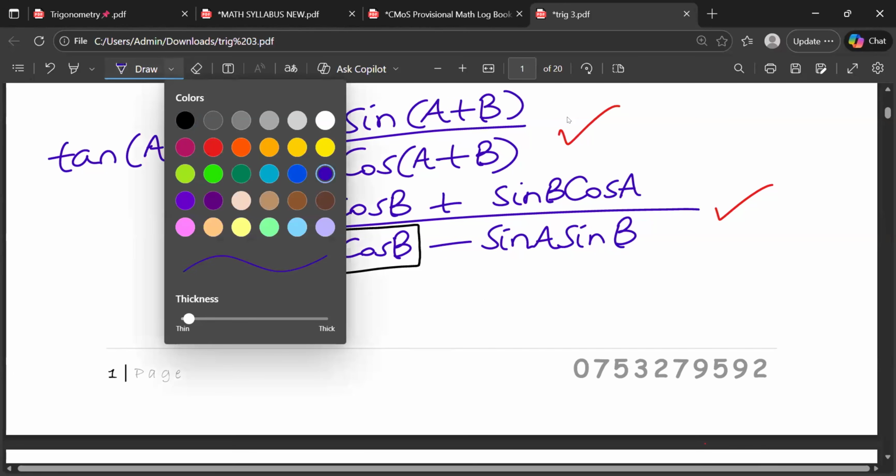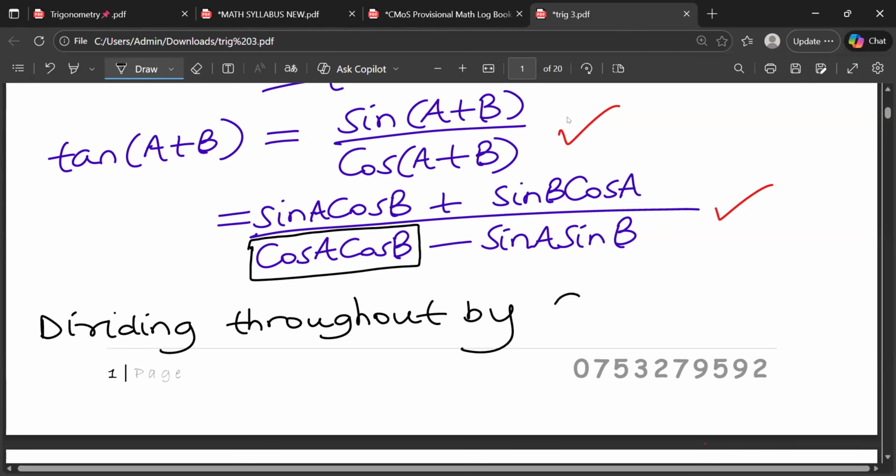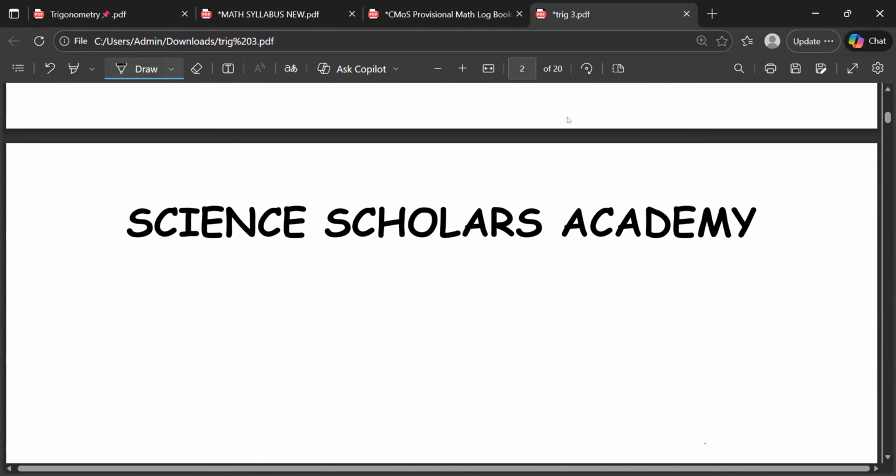So you're supposed to come here and say dividing throughout by that very thing, the cos A cos B, so that you create there a 1. And when you create there a 1, that means you're good to go.